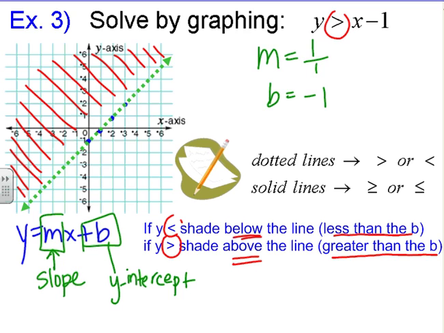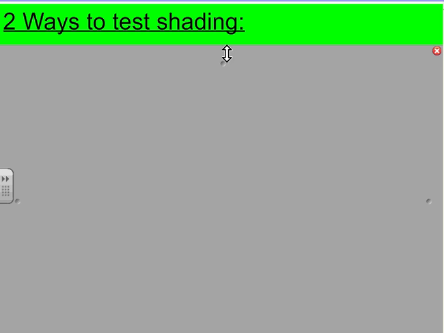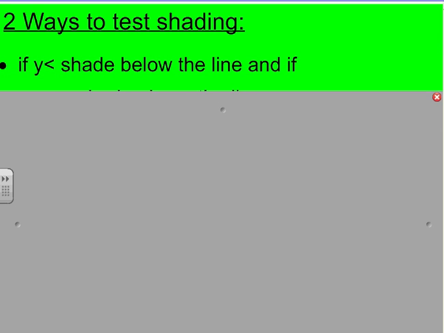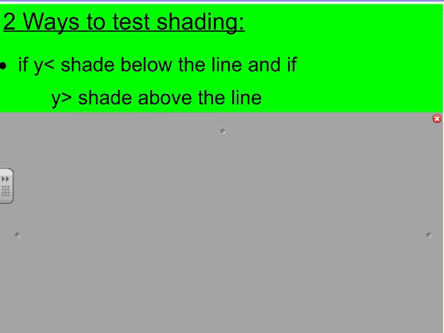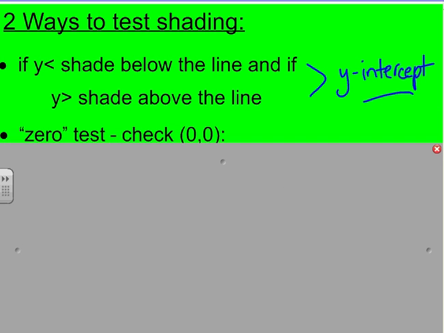So let's talk about shading a little bit more. There's two ways to test shading, and one is the one I just talked about. If you have less than, shade below the line, and if you have greater than, shade above the line. What I mean by below the line or above the line is in reference to the y-intercept. Look at the y-intercept and decide from there exactly what's happening. Then the other way is what we call the zero test.